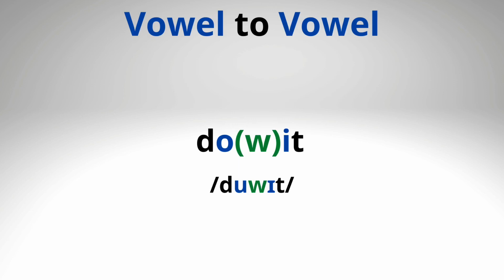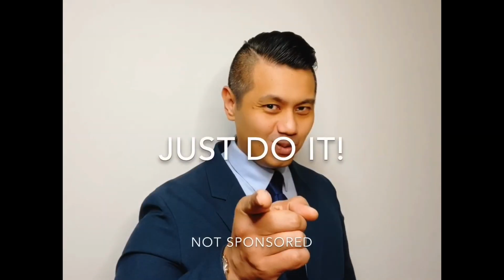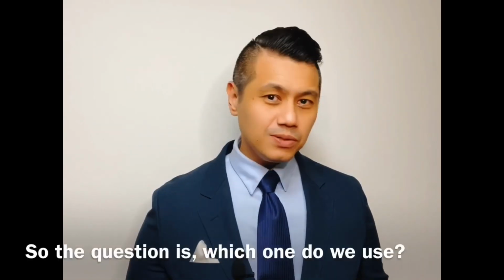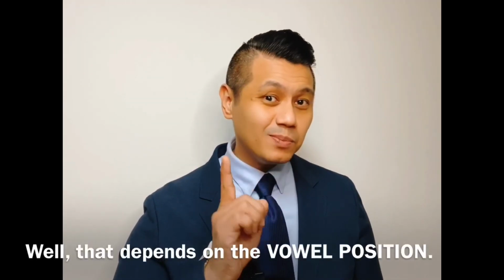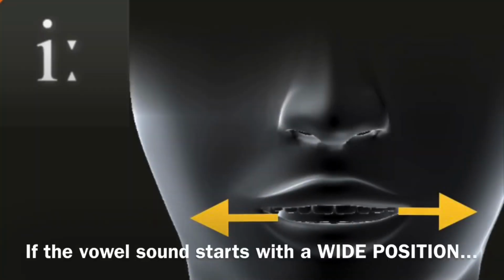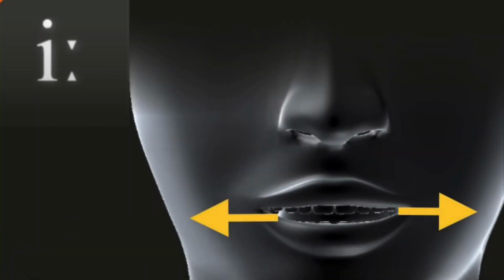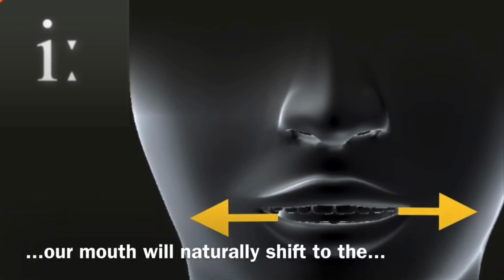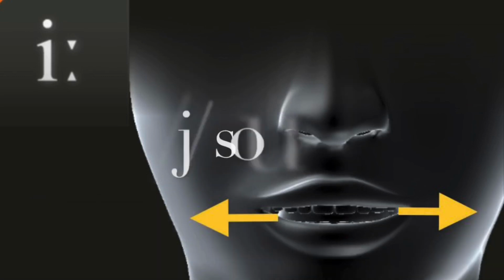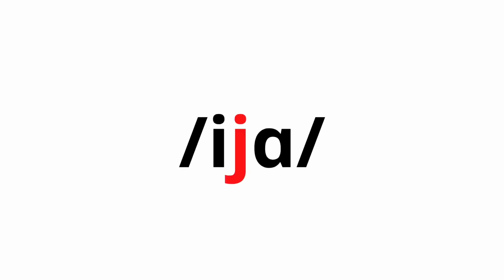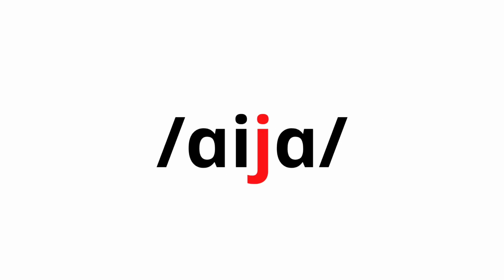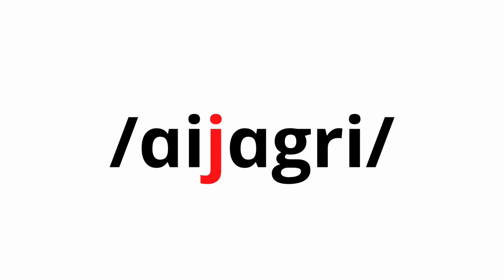Do it. Do it. Just do it. So the question is, which one do we use? Y or w? Well, that depends on the vowel position. If the vowel sound starts with the wide position like e, our mouth will naturally shift to the y sound. E, a, iya, I agree.